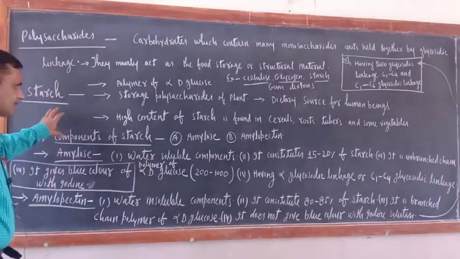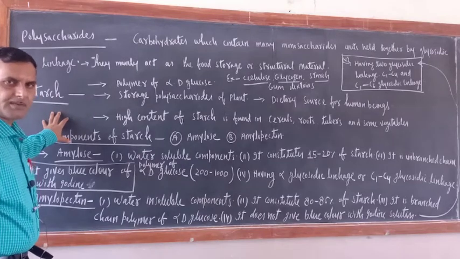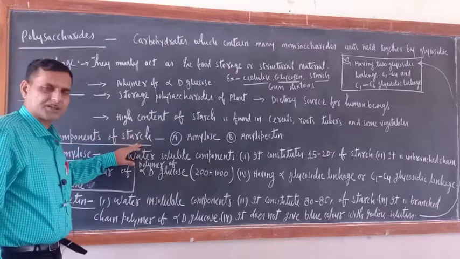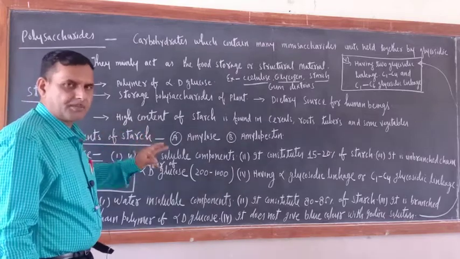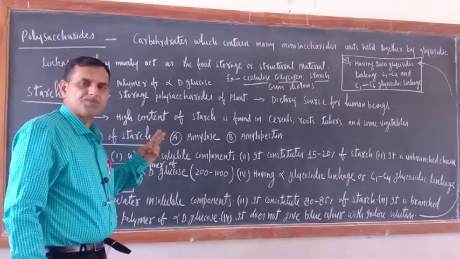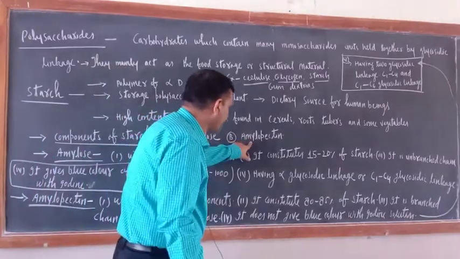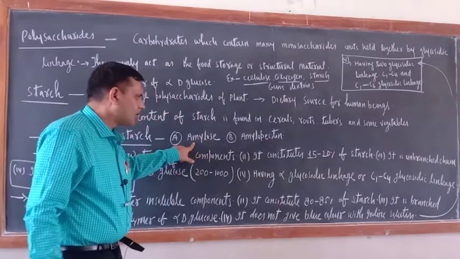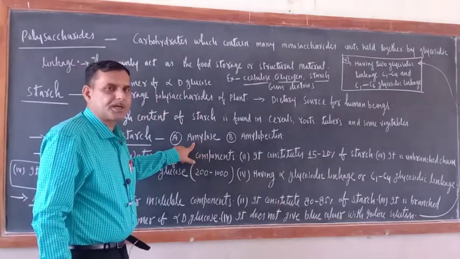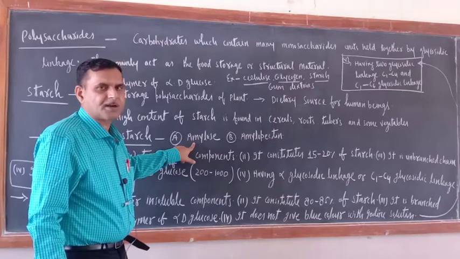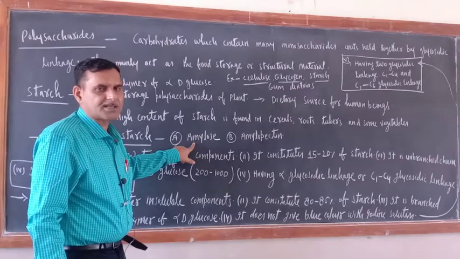Now let us move towards the very important part of starch, actually the components of starch. Starch is basically made up of two types of constituents. One is known as amylose, the other is known as amylopectin. Amylose constitutes 15 to 20% of starch, and it is the water soluble part. Remember, water soluble part.